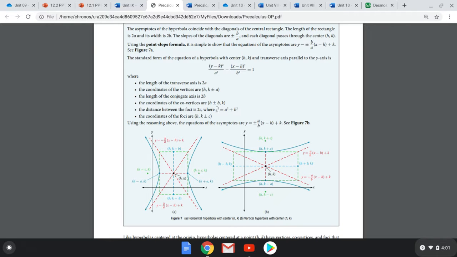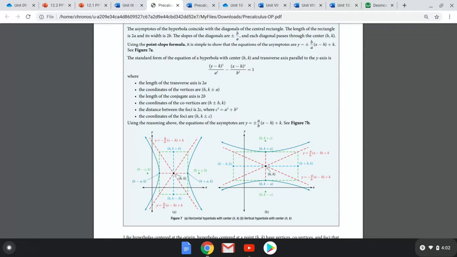So that's the difference here. C is now the longest one, which makes sense, right? Because C is on the outside. Whereas in an ellipse, the foci were on the inside of the ellipse. In a hyperbola, the foci are on the outside of the hyperbola. So it makes sense that C would be the longest distance.